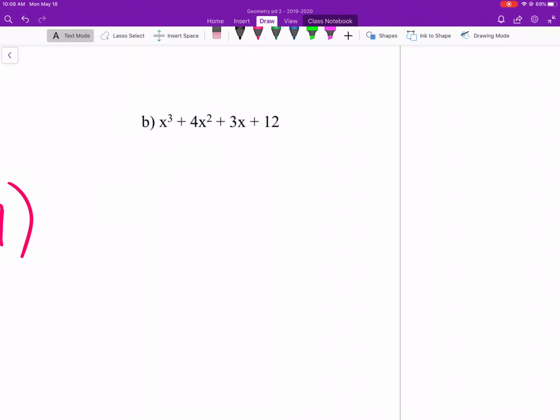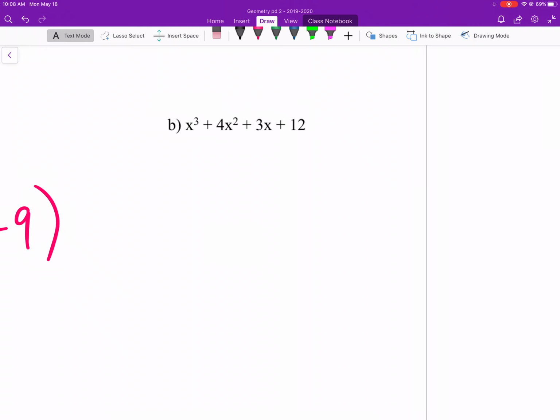All right, x cubed plus 4x squared plus 3x plus 12. What type of factoring will we have here? Check for a GCF. Can we divide all four terms by the same value? We cannot. Since there's four terms, we'll be thinking about factoring by grouping. So group the first two terms and group the second two terms and find a GCF for each. So what would the GCF be for x cubed plus 4x squared? The answer would be x squared.